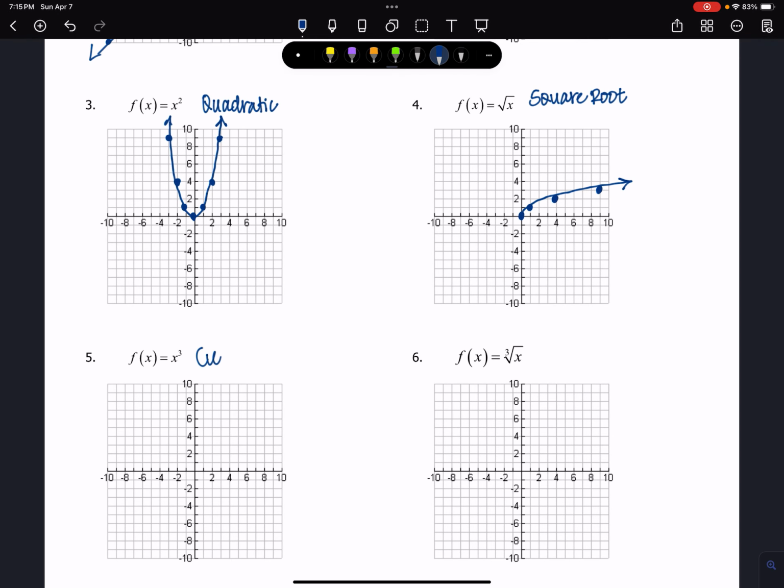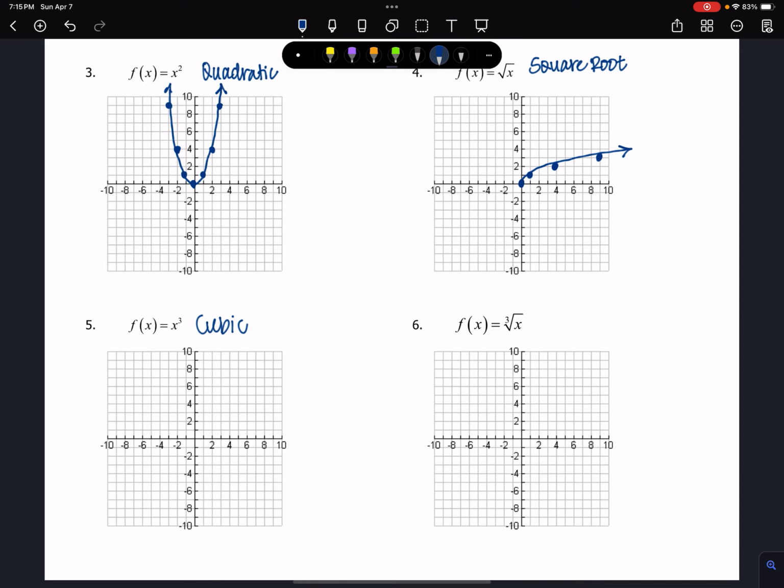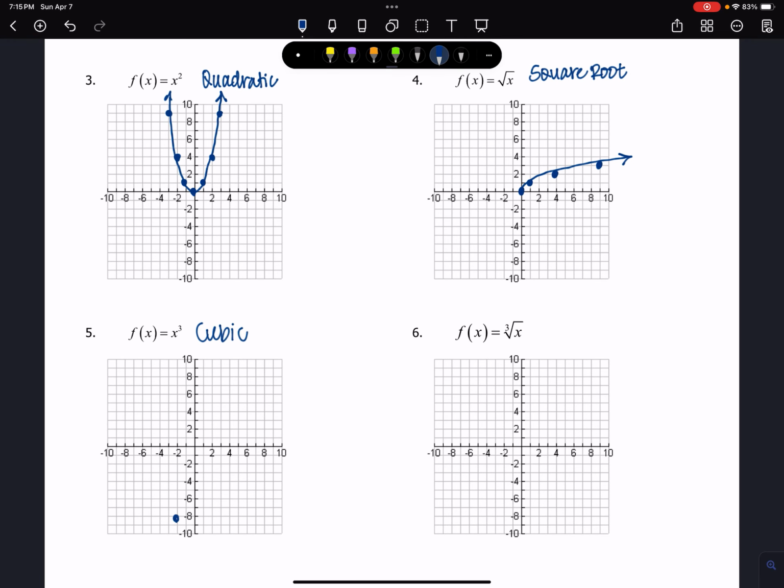Number 5 is a cubic function. Put a -2 in, you get -8 out, -1, -1, 0, 0, 1, 1, 2, 8. There are 5 lattice points, but an infinite number of points that make that graph.